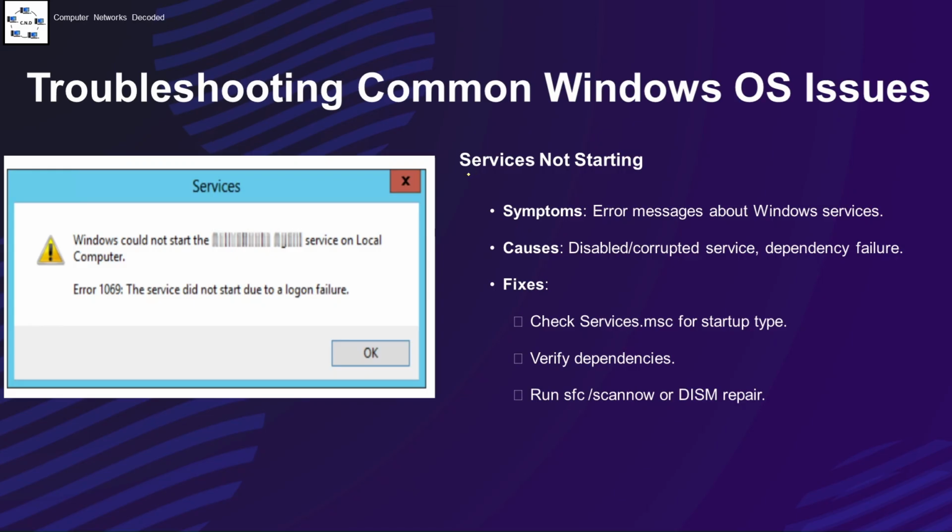Next, troubleshooting our next OS issue: some services are not starting. Symptoms of this issue include error messages about Windows services, and the causes include a disabled or corrupted service, or dependency failure of that service. The fixes include checking the services.msc utility for the startup type of the service.